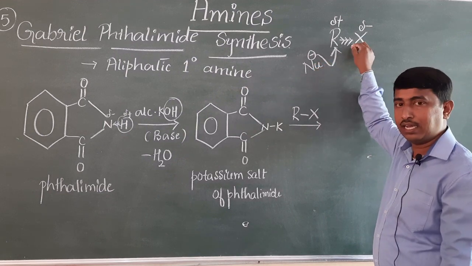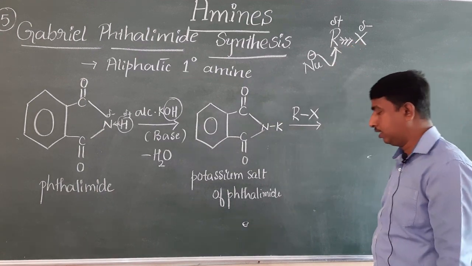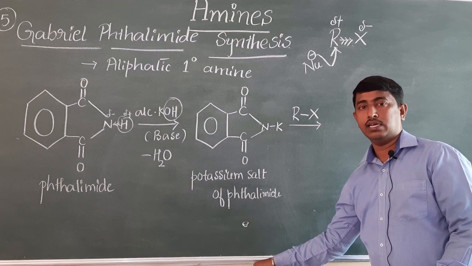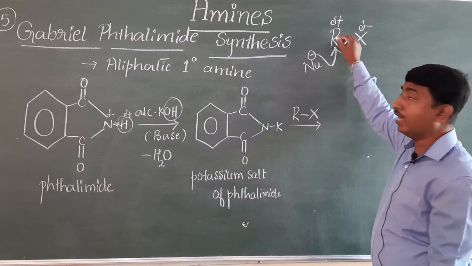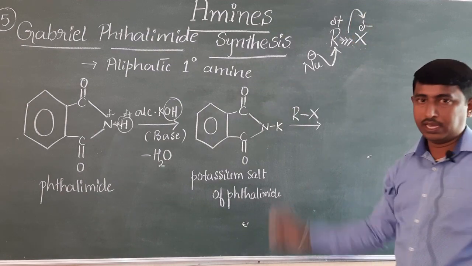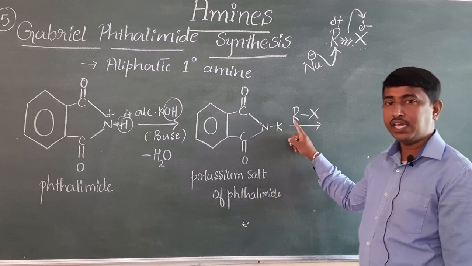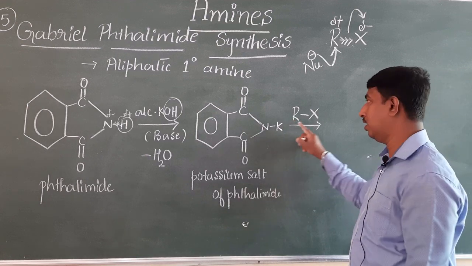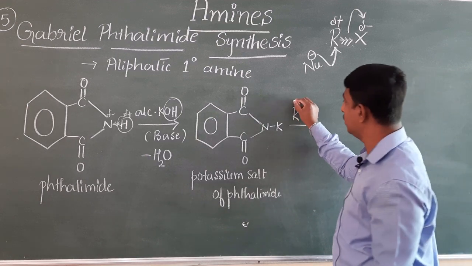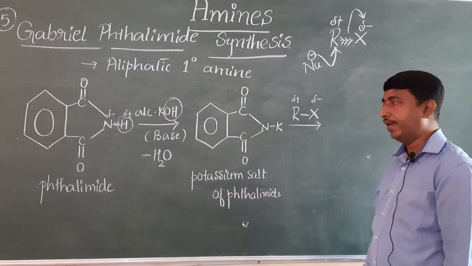Because there is polarity in an alkyl halide molecule, a nucleophile readily attacks the carbon atom, and thereby the halogen is displaced in the form of X minus. So here also we have one alkyl halide, RX. Here carbon carries a partial positive charge and halogen carries a partial negative charge.